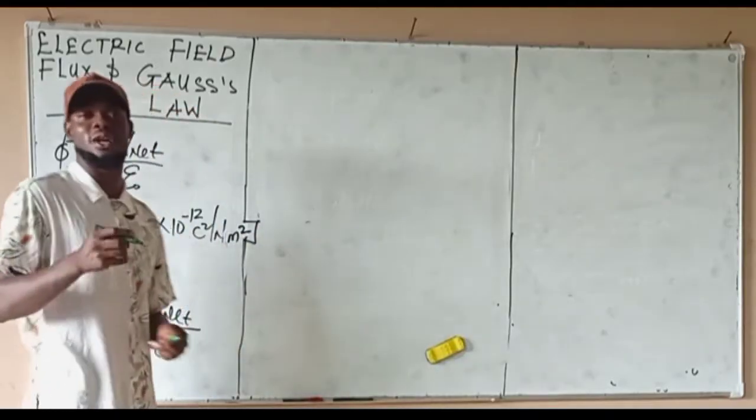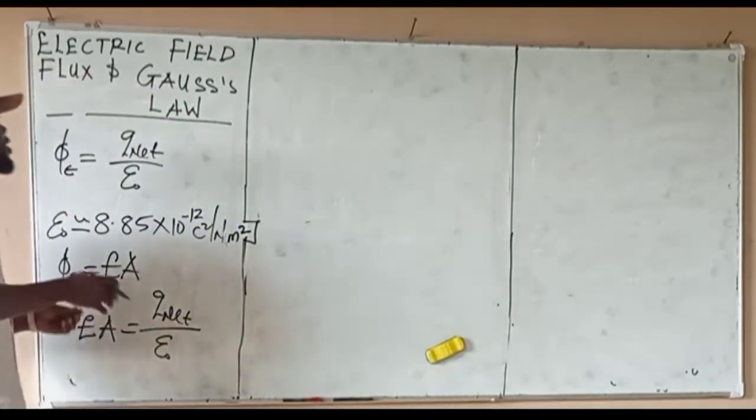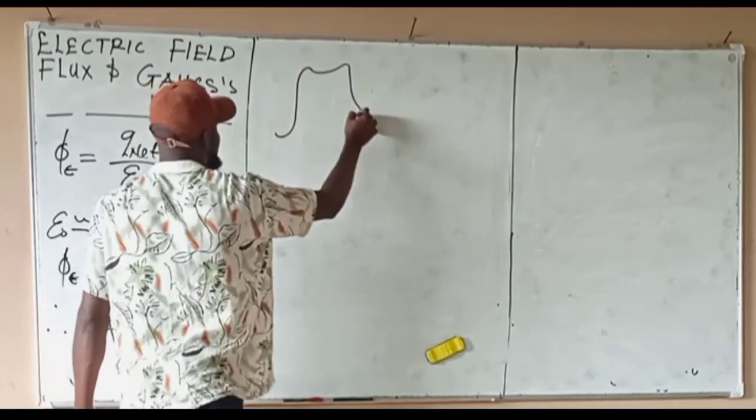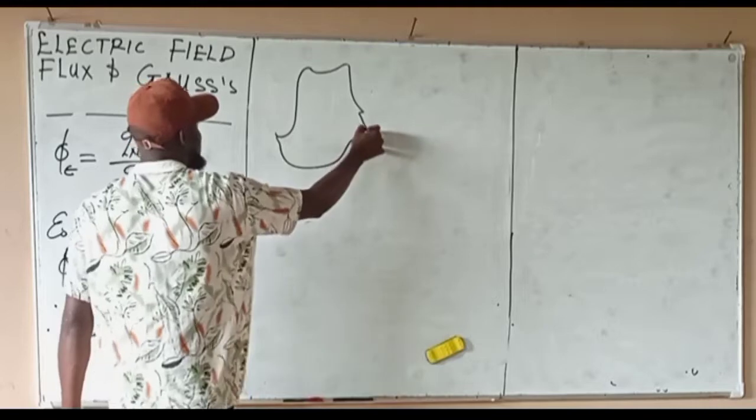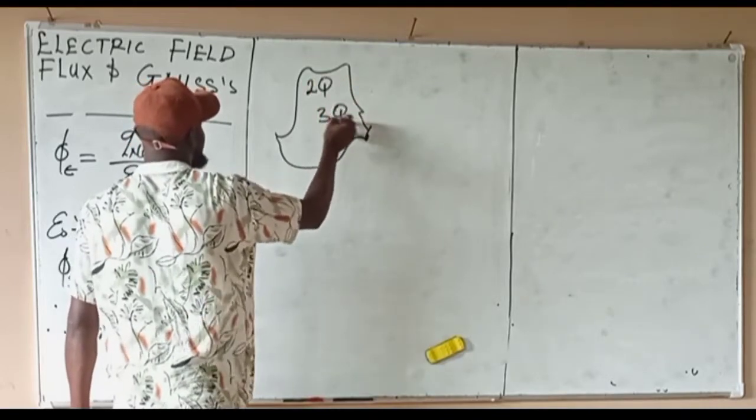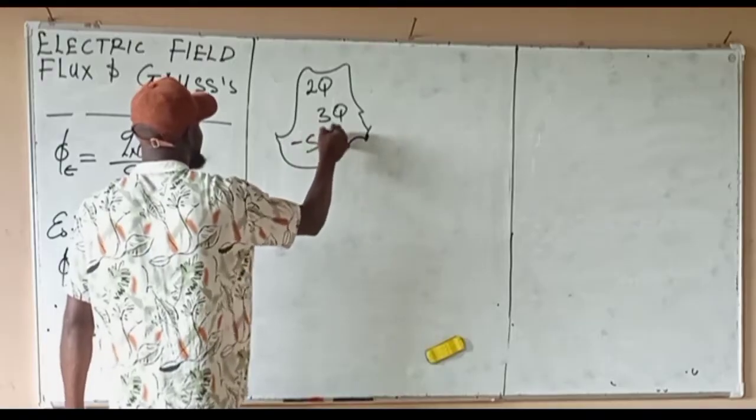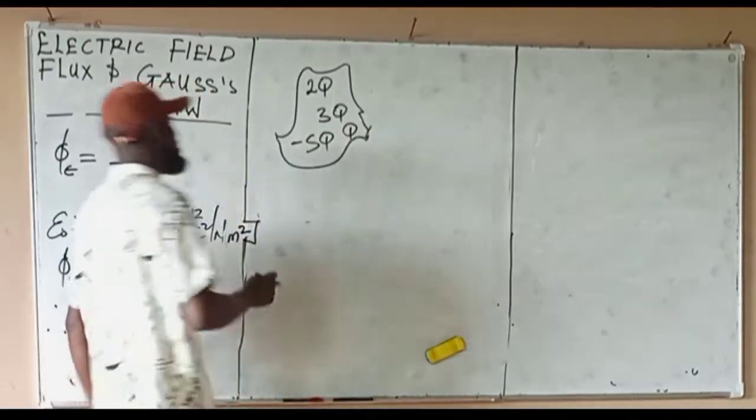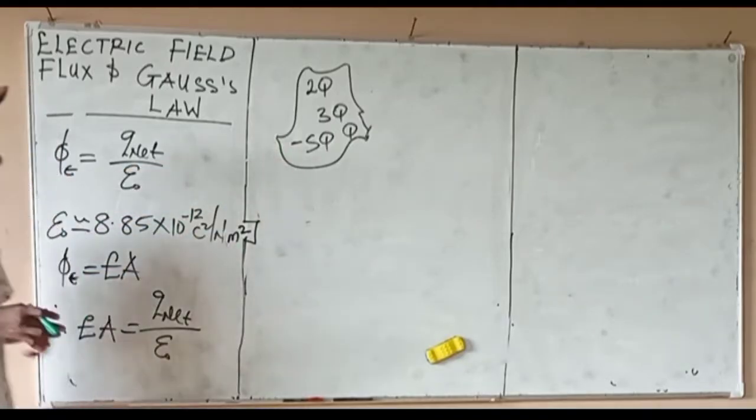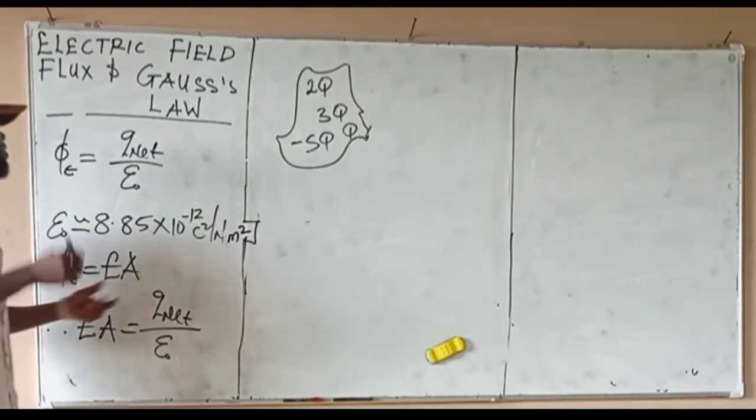Consider the below surface shown. Look at what we're having. We're having this surface, and we have 2Q, 3Q, minus 5Q. We have Q here. Obtain the total flux leaving the surface.